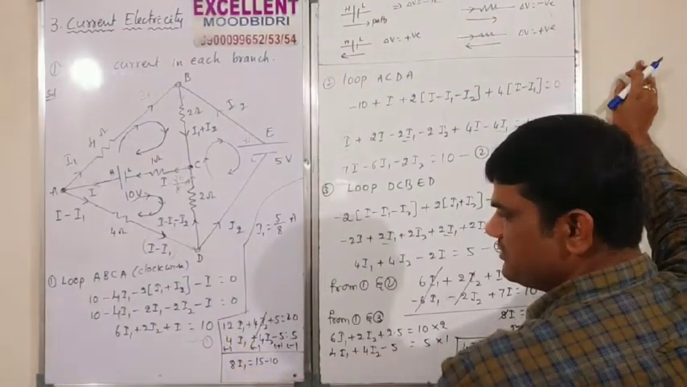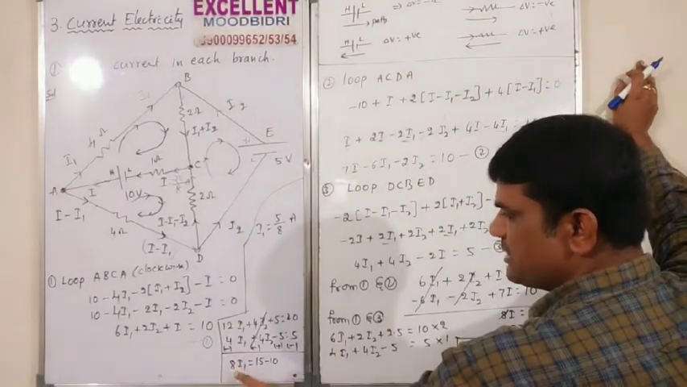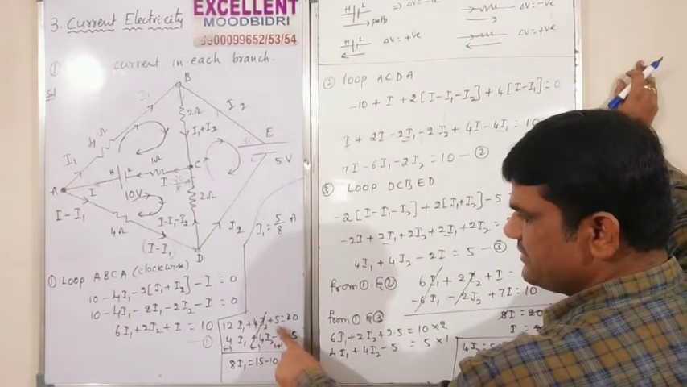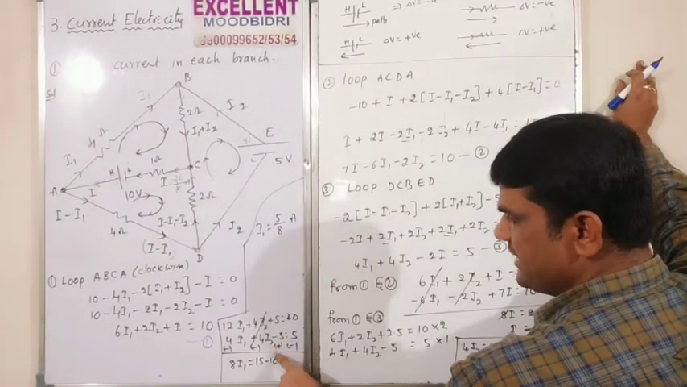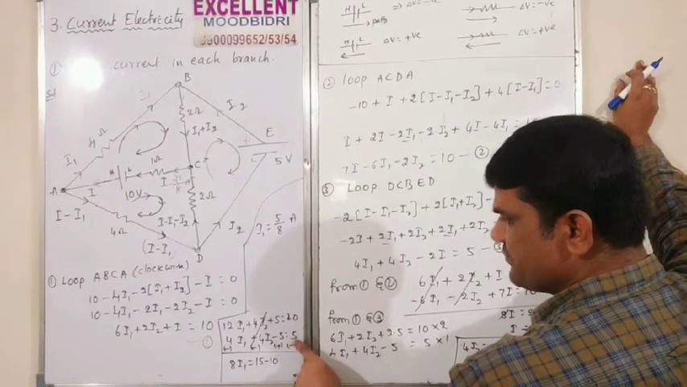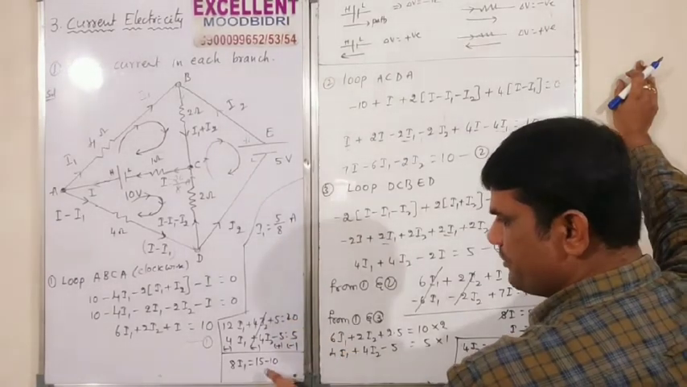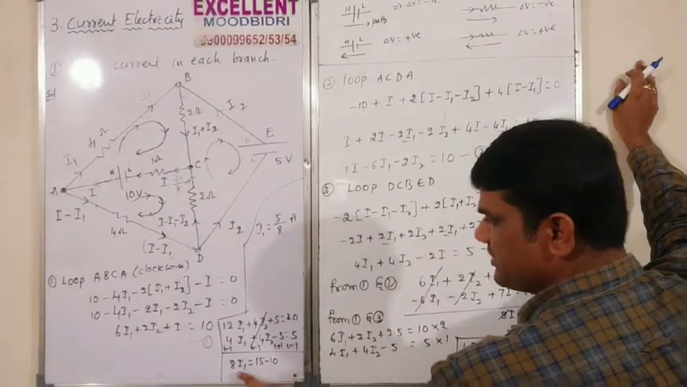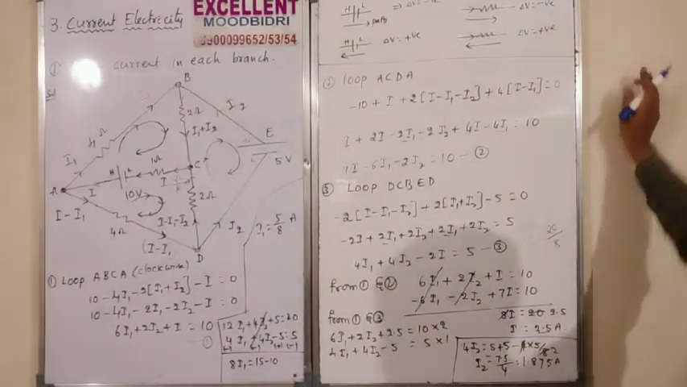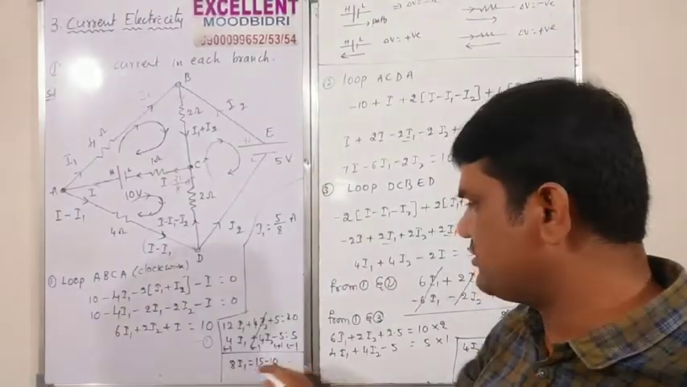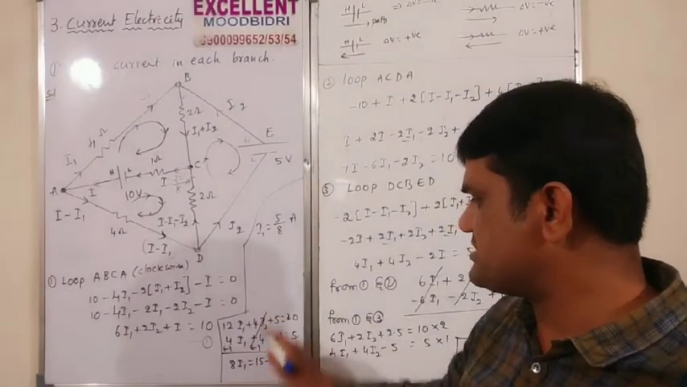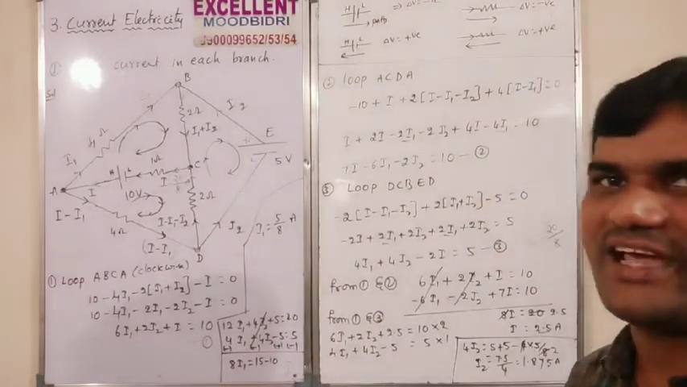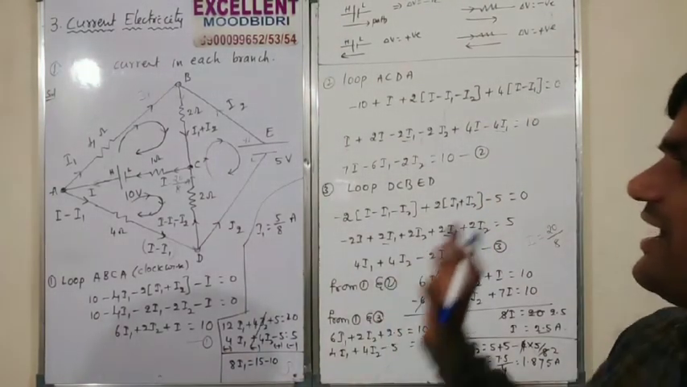So 4I2 minus 4I2 get cancelled. So 12I1 minus 4I1, subtract means 8I1 will come is equal to, here, 5 plus 5, 10. Here 20 minus 5, 15. Correct? So 15, this 10 transfers, that's why it becomes minus. Therefore 15 minus 10, 8I1 is equal to 5. I1 is equal to 5 by 8 amperes. That is the I1 over.